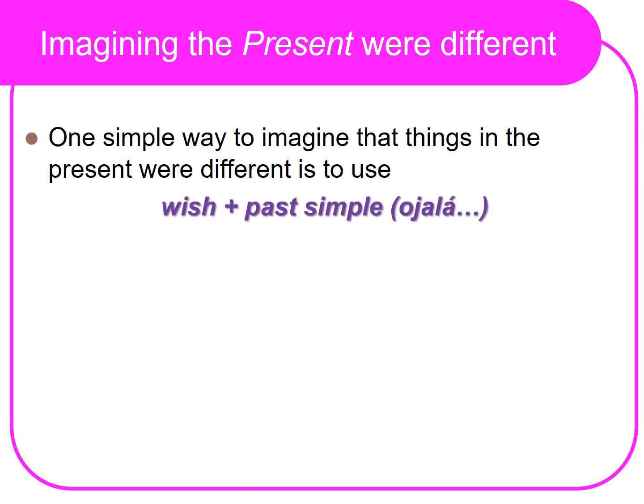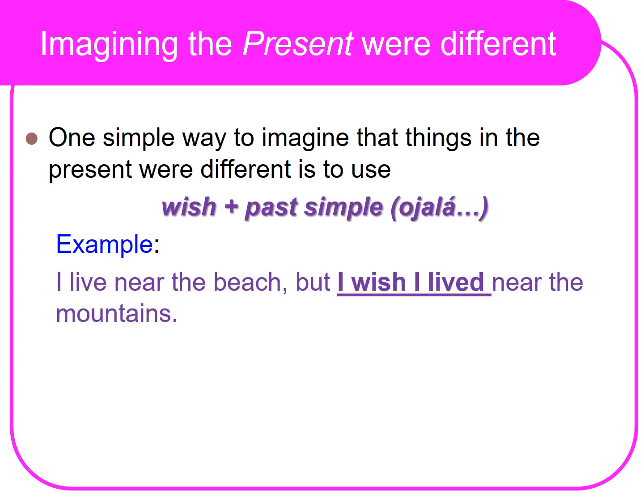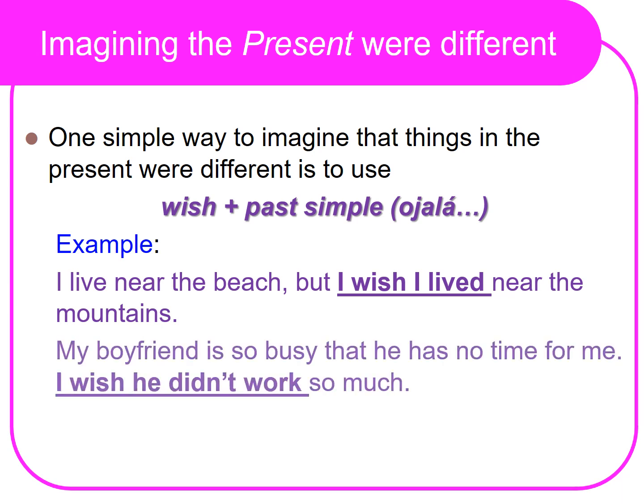Okay, what about imagining the present were different? For example, one simple way to imagine that things in the present were different is to use wish plus past simple. For example, when I say, I live near the beach, but I wish I lived near the mountain. So it's just a wish. Okay? What about my boyfriend's so busy that he has no time for me? I wish he didn't work so much. So I just wish. After wish, I use the past simple, not present.